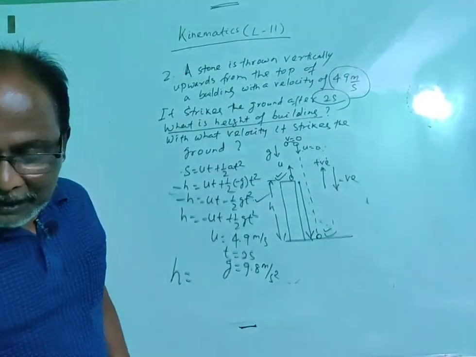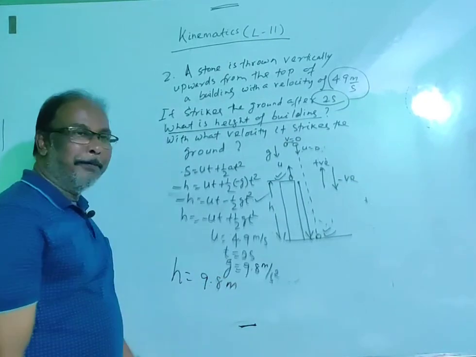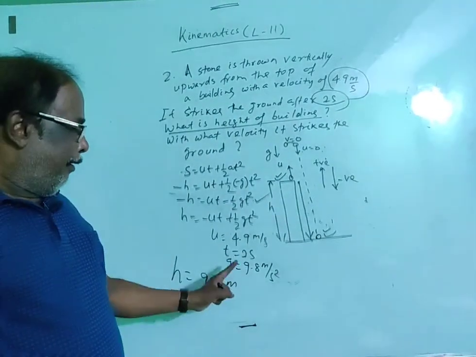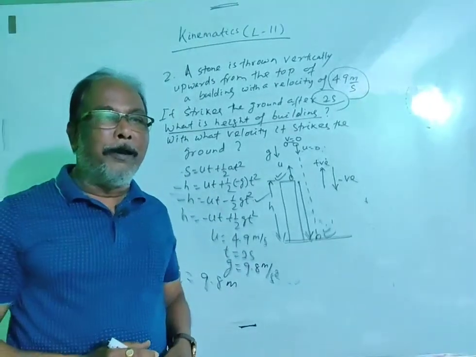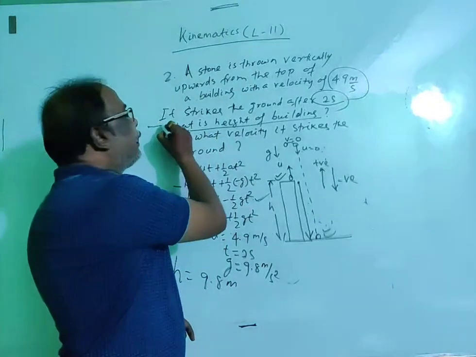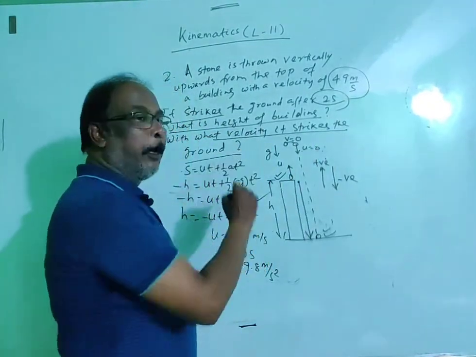You have written the answer. You must get this answer, 9.8 meter. You put all these values and you will get height is 9.8 meter. Then next bit, what is? With what velocity it strikes the ground?